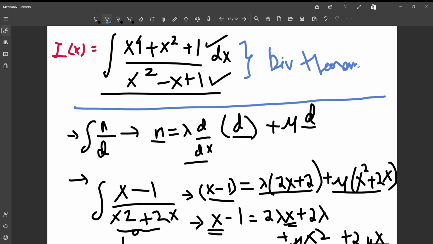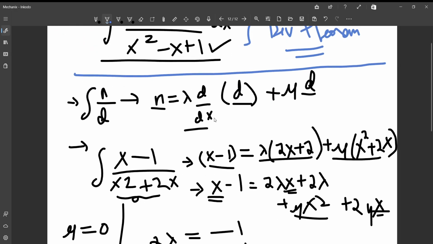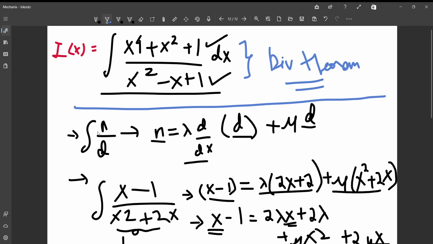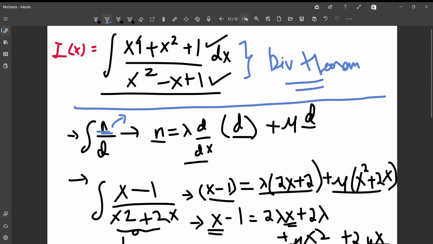So let me give a quick overview of what the division theorem really is. It utilizes the same concept of breaking down the numerator into separate parts and using those parts to create different, more simplifiable integrals to work upon. So let us use our division theorem.